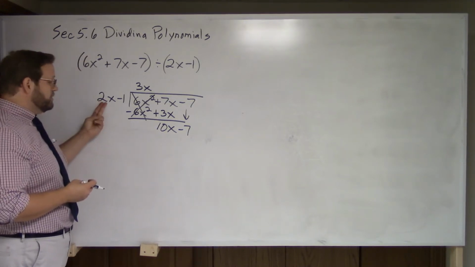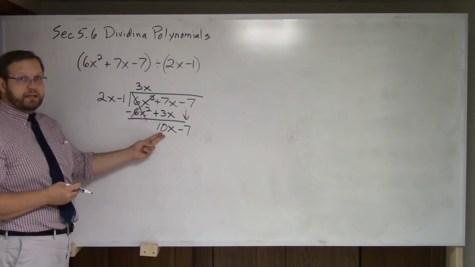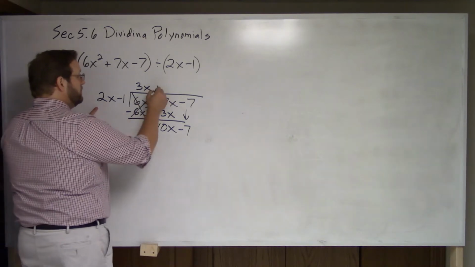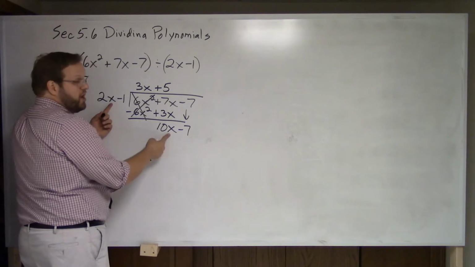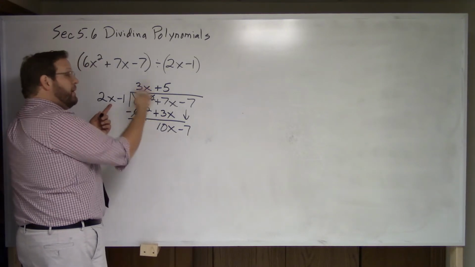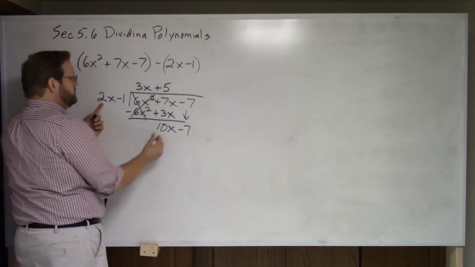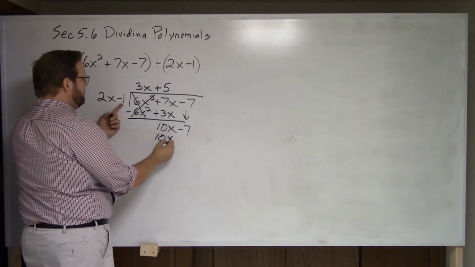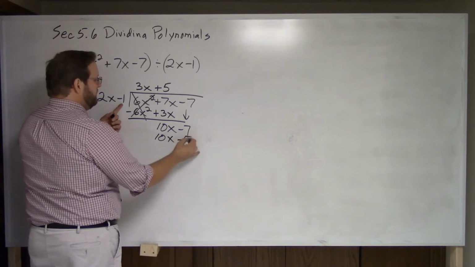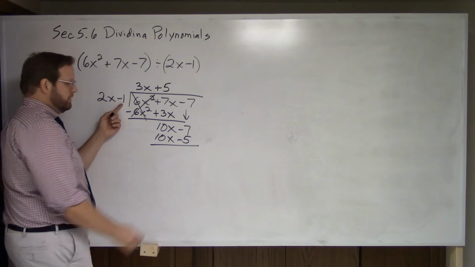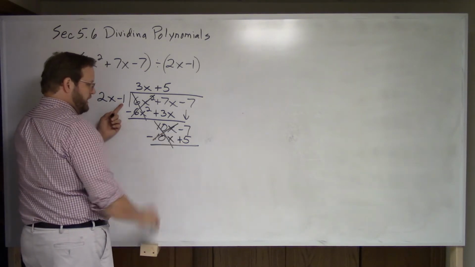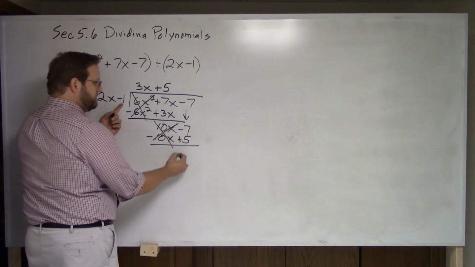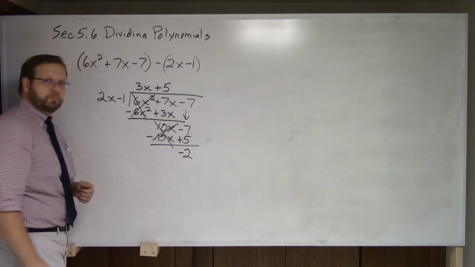What do I multiply 2x by to make it 10x? 2 times positive 5 gives me the 10, and I already have the x. So now I distribute a 5. 5 times 2x is 10x. 5 times negative 1 is negative 5. Change, change. Gone. Negative 7 plus 5 is negative 2.